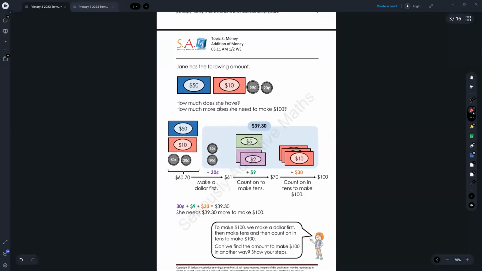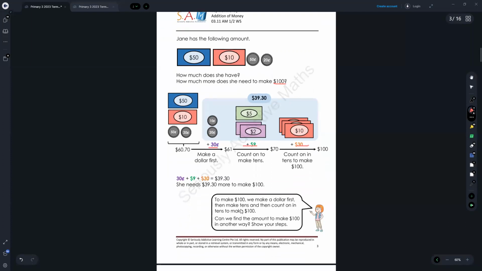Right, next stage. This is $60.70. How do you make it into $100? So first of all, make it up to the dollar first. So 70 cents plus another 30 cents will give you $61. Then you make it up into the tens. $61 plus another $9 will give you $70. And then from $70, you make it into hundreds, right? You'll get another $30. So then you add up $30, $9 and 30 cents is $39.30.